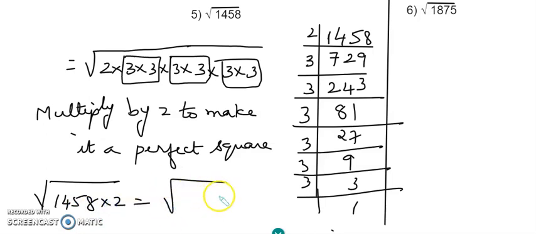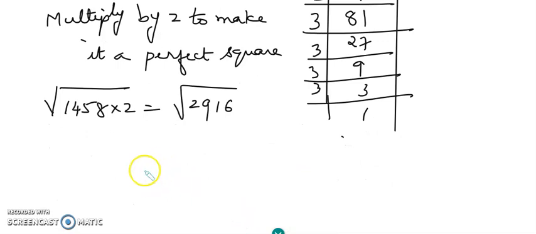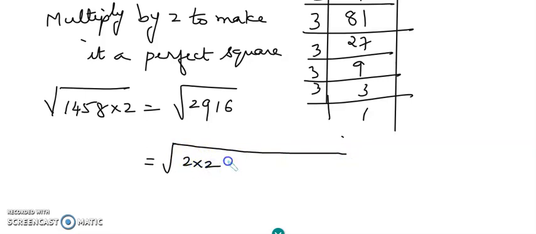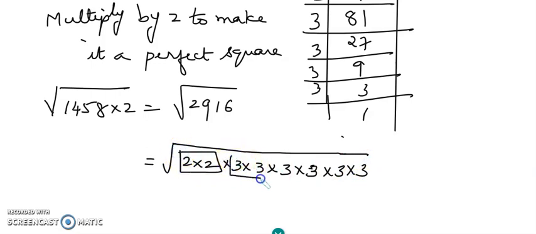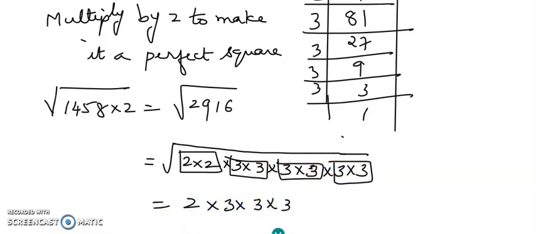Sorry, a mistake. It will be 2916. Yeah. So let's write the factors. I already had six 3s, right? So we inserted an extra 2. So 2 multiplied by 2, and then 3 multiplied by 3, 3 multiplied by 3, and 3 multiplied by 3. Okay, so let's make the pairs. First, second, third, and fourth. So 2, then 3, 3, and 3, right?